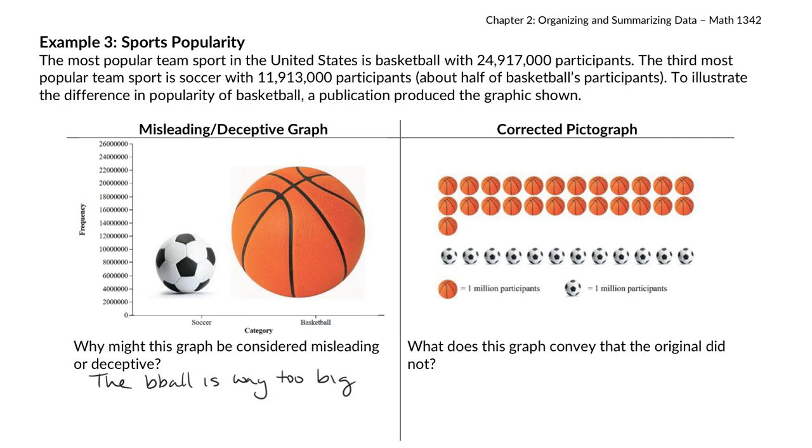The basketball is way too big because it's more than twice the size. This is why I was making such a big deal when we were drawing our graph. The widths need to match when we're comparing two things together. This is essentially a bar graph, but a bar graph with different widths. So it makes basketball look way wider, thus covering more area than soccer. Misleading. Very cute. Misleading.